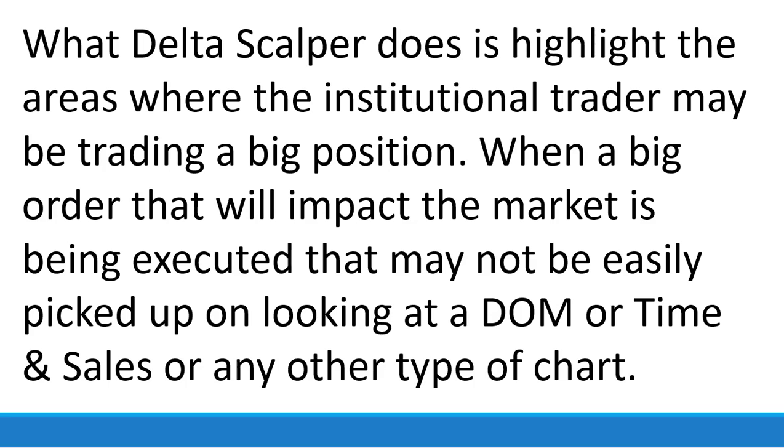What Delta Scalper does is highlight the areas where an institutional trader may be trading a big position. When a big order that will impact the market is being executed, that may not easily be picked up if you're just looking at a dome or time and sales or any other type of chart. If you're just looking at a bar chart, you're not going to notice the volume numbers. You're not going to notice who's being aggressive, or if it's passive, or anything like that. You're not going to get that on a normal chart.